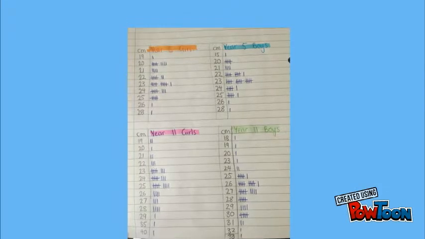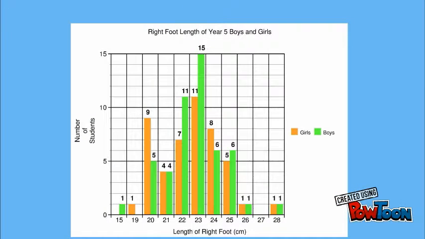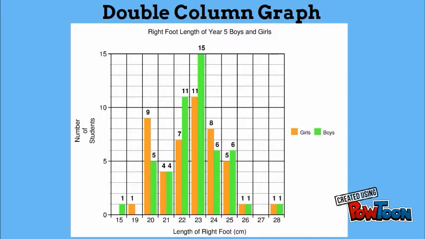I used a tally to collate the data and provide a visual representation of the recurring patterns. The double column graph provides a great visual representation and clearly displays the data. By analysing both the Year 5 and Year 11 double column graphs, the boys' right foot length appears to be longer than the girls'.